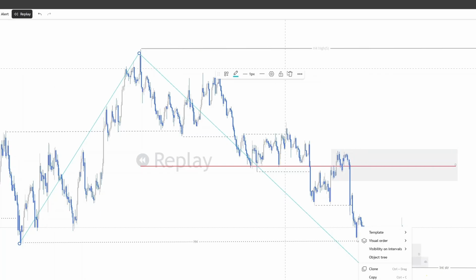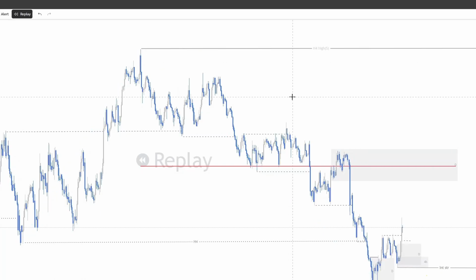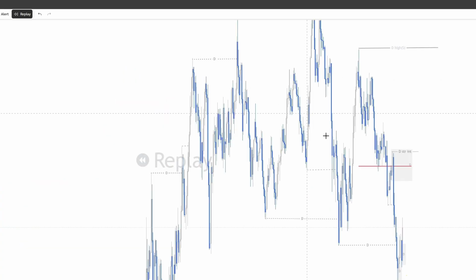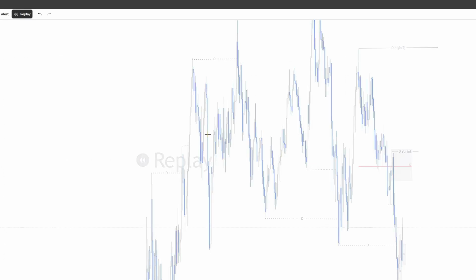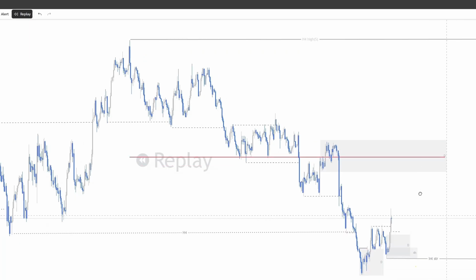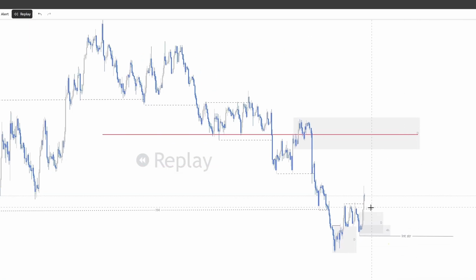This is how, as a beginner, I try to interpret the market. I start to look at the daily time frame, what is price doing. Then I move into the 4-hour time frame. What is price doing in the 4-hour time frame again?